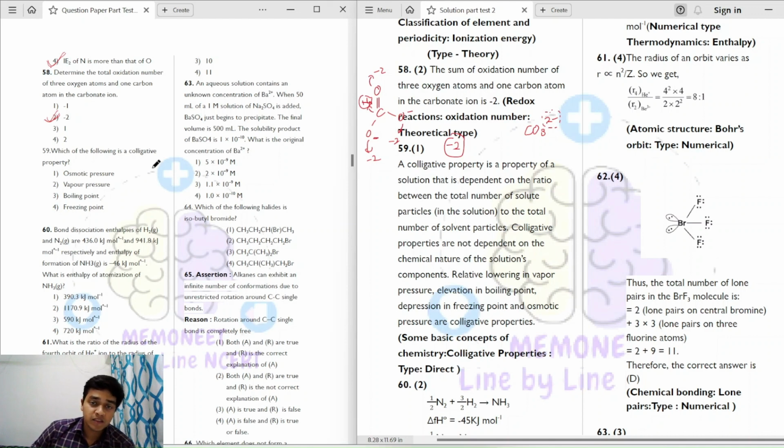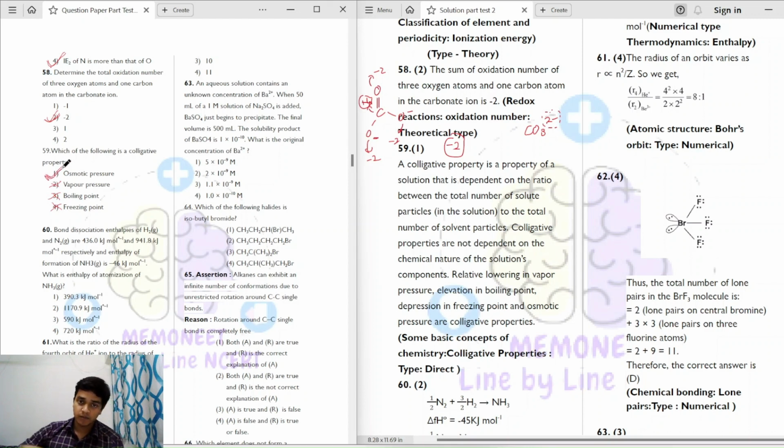We have studied 4 colligative properties. One is the relative lowering in vapor pressure. We studied relative lowering in vapor pressure, not vapor pressure, right? So vapor pressure is not a colligative property. The elevation in boiling point, not boiling point, is a colligative property. Similarly, the depression in freezing point is a colligative property, not the freezing point. But osmotic pressure is a colligative property which we have studied.